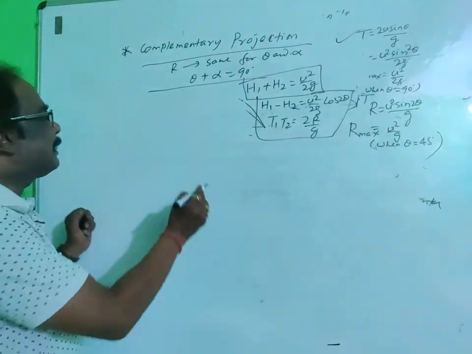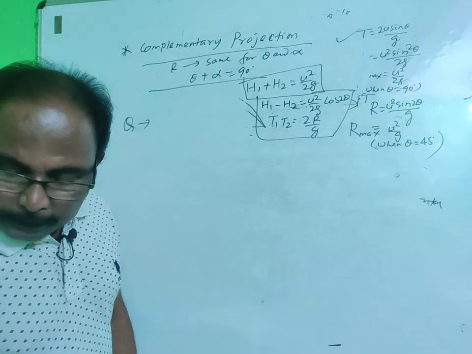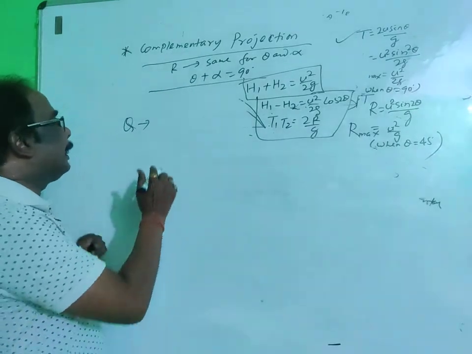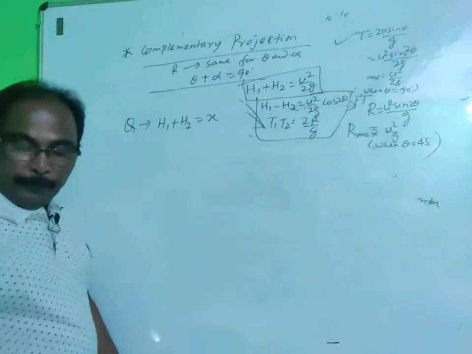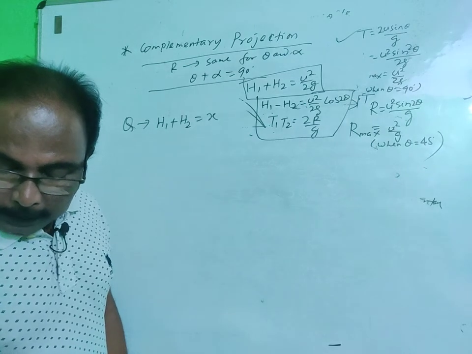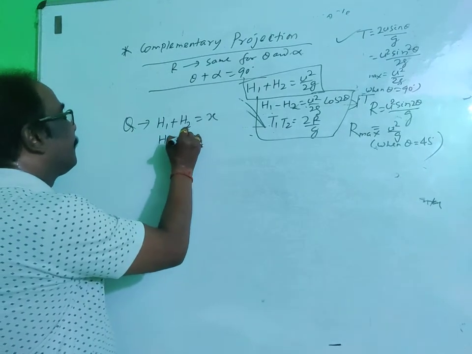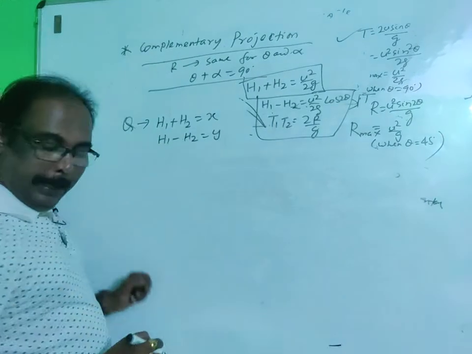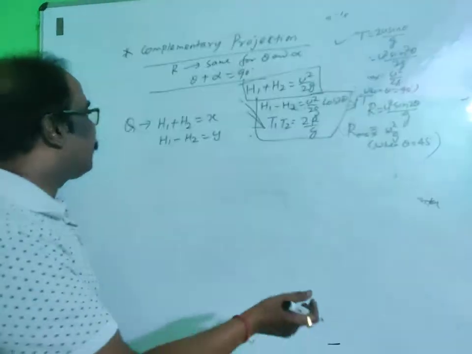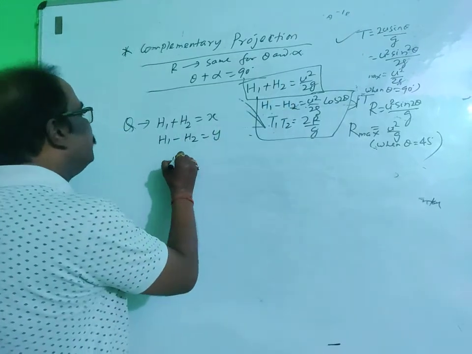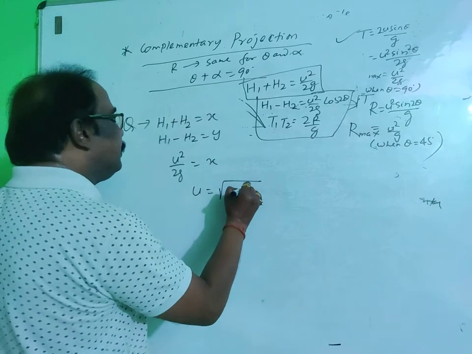Then again, one question. The question is given in this form: the sum of heights attained by two projectiles projected with complementary angles, the sum of heights in complementary projection, is given as x. And the difference in height is given as y. Then it is asked, find the velocity of projection and the angle of projection. So h1 plus h2, u square by 2g, is equal to x, then the velocity of projection is root of 2gx.